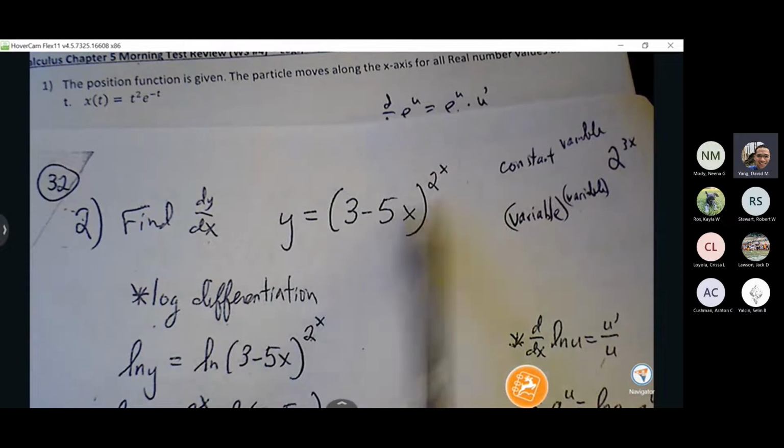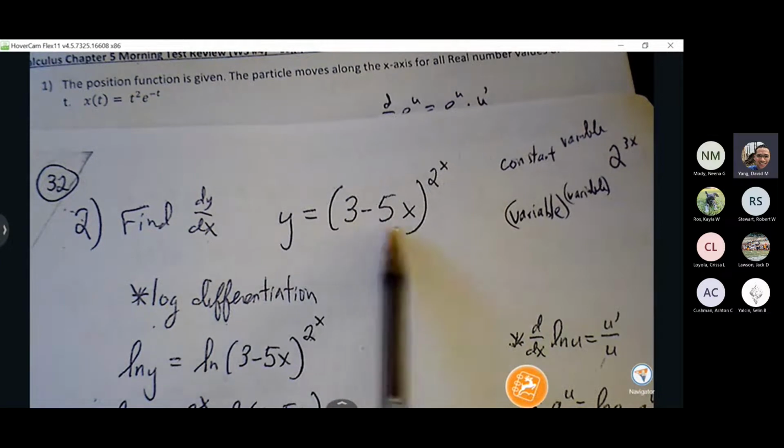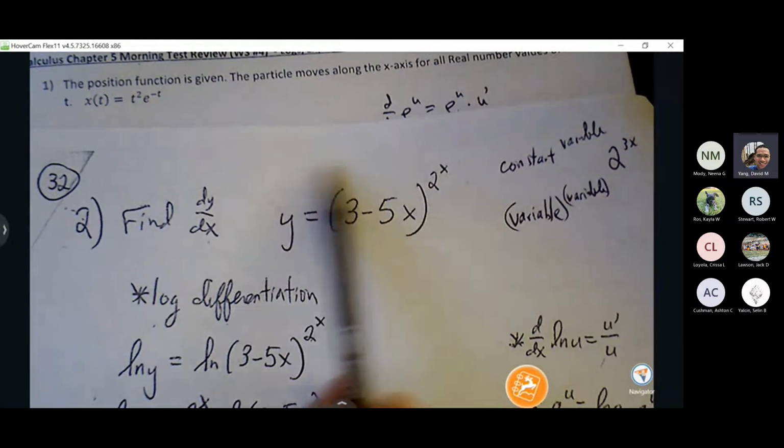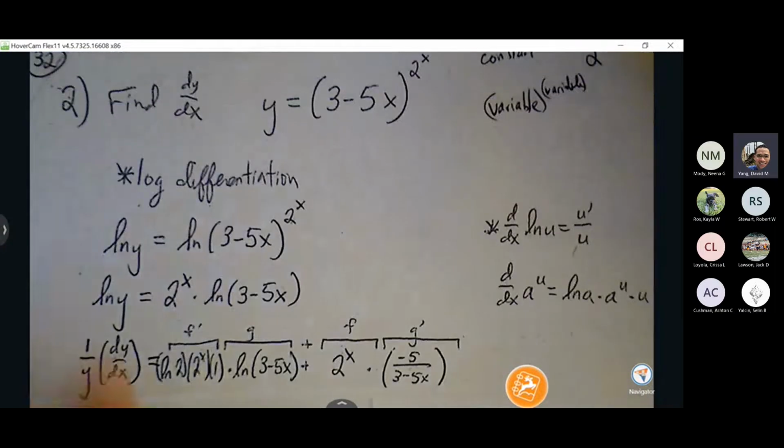If it was 3 minus 5x raised to the 1/2, then I would just go through, just chain rule. Or if it's natural log of 3 minus 5x to the 1/2, I'll just bring it down and you just go through u prime over u. There's no need for a fancy rule like this.